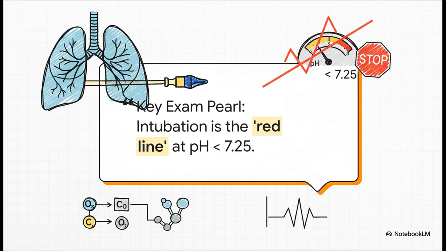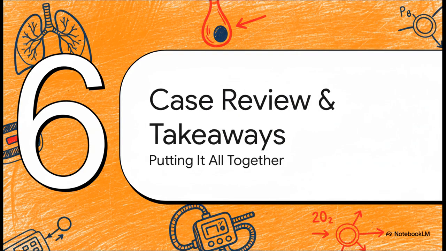Seriously, if you take one thing away from this whole explainer, let it be this. This is the exam pearl. A pH less than 7.25 is your non-negotiable red line. It means severe respiratory acidosis, and it is an absolute indication for intubation and mechanical ventilation. No questions asked. Okay, let's wrap this up by running through a classic case. This is where we put all the pieces together and see how it works in practice.